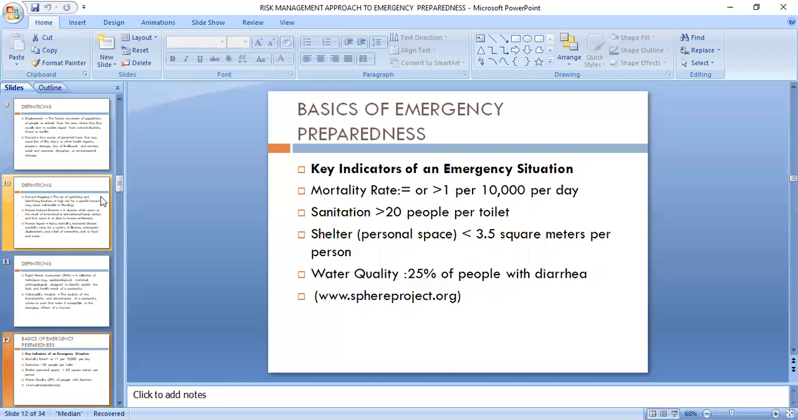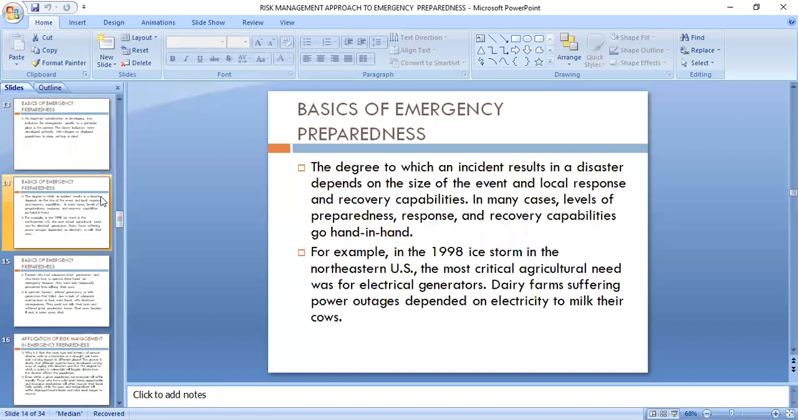According to the Sphere Project's handbook, there are indicators we can use to know when we are exposed to an emergency. For example, mortality rate has increased to greater than 1 per 10,000 people per day. More than 20 people are sharing one toilet. Shelter is less than 3.5 square meters per person. Water quality, 25% of people are down with diarrhea. All these are indicators that there is an emergency.